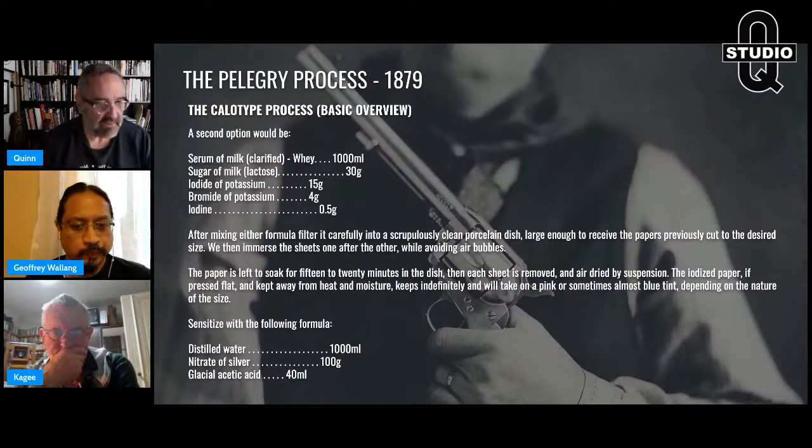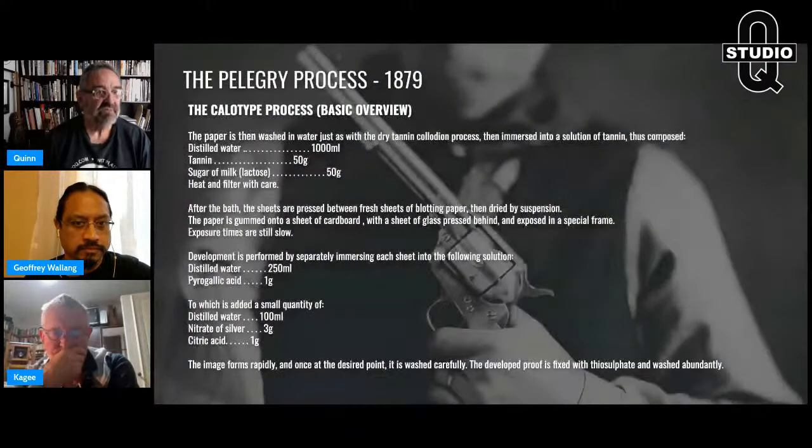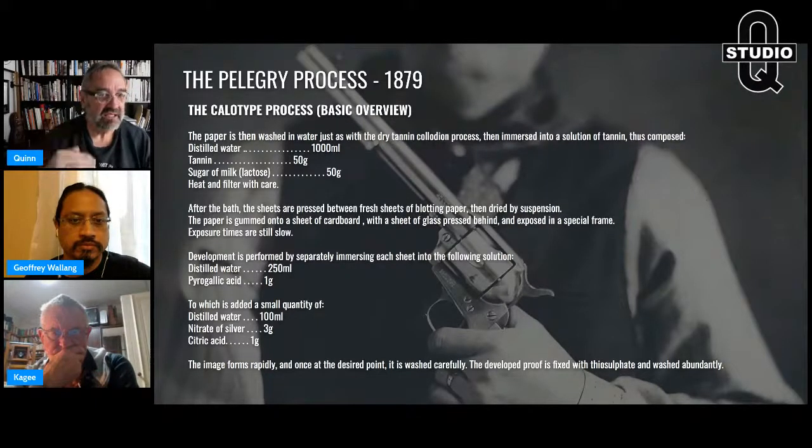Sensitized with the following formula. So now we're going to get into the sensitization. You've got a 10% solution of silver nitrate and 40 mils of glacial acetic acid in that. So that's where we start with the silver. The paper is then washed in water, just as with the dry tannin collodion process. Then immersed into a solution of tannin, thus composed. So here we go. Now we've got a 5% solution of tannin. There's the sugar of milk again, lactose, and heat and filter with care.